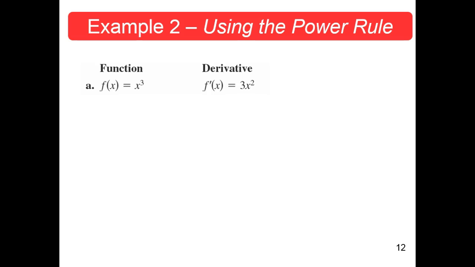What would L prime be? 3x. Not 3x. 3x squared. Squared, you have to drop that by 1. Okay, 3x squared. Perfect. Okay?